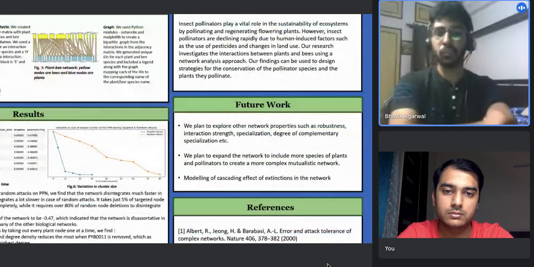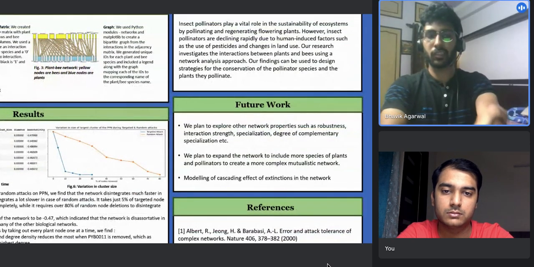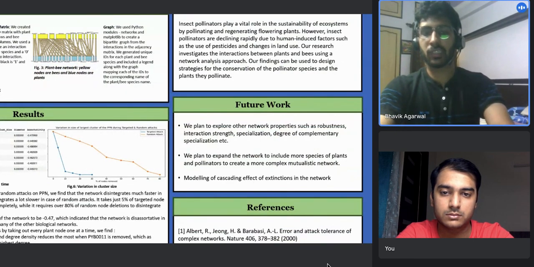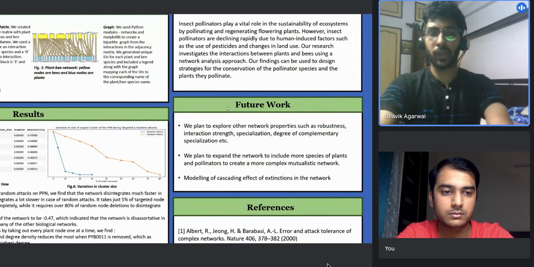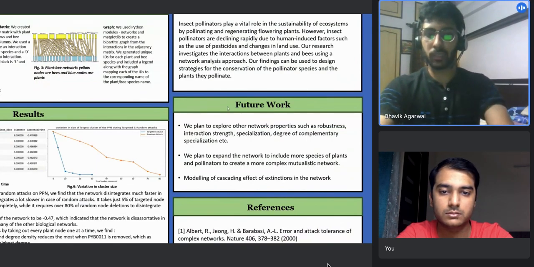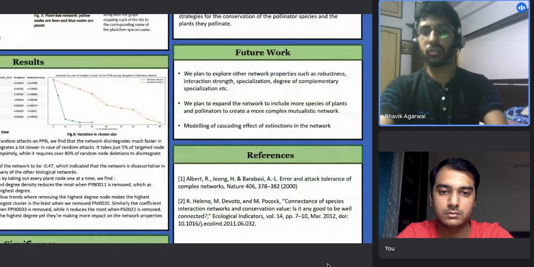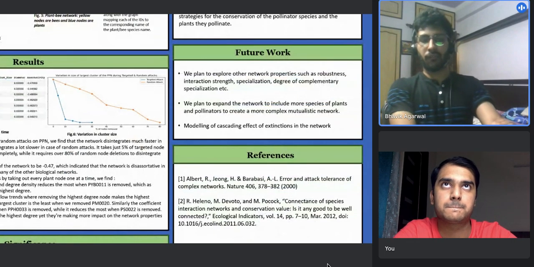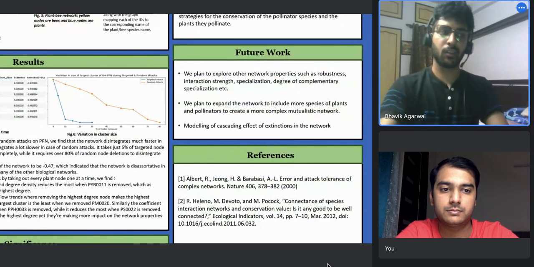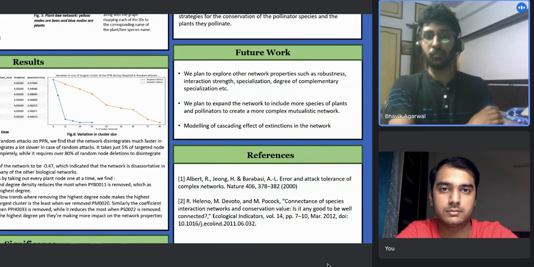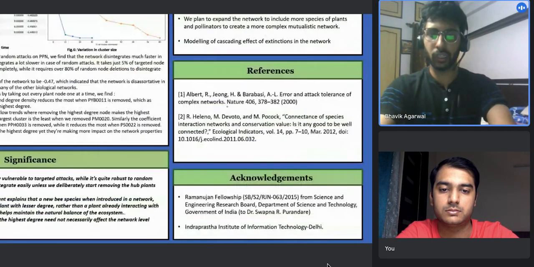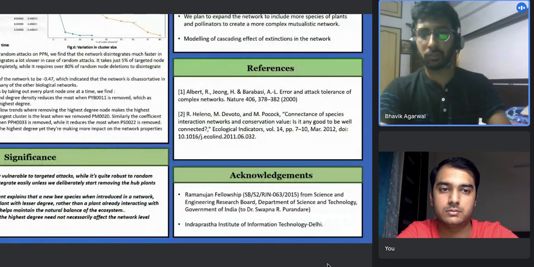Also, in the future, we are going to explore other network properties such as robustness, interaction strength, specialization, degree of complementary specialization, etc. And we are also planning to increase the size by including more plant nodes and pollinators to create a more complex mechanistic network. Also, we are going to study the cascading effect of extinctions in the network. Like after a plant is removed, which bee is affected, and after that bee is removed, which plant is affected. This type of cascading effect we are also going to study.